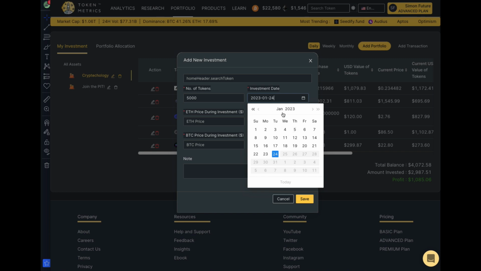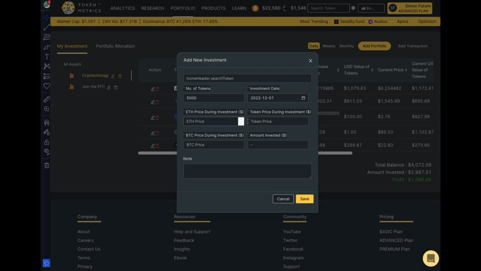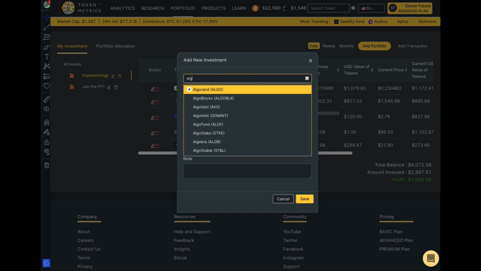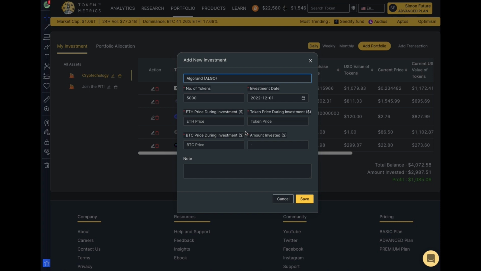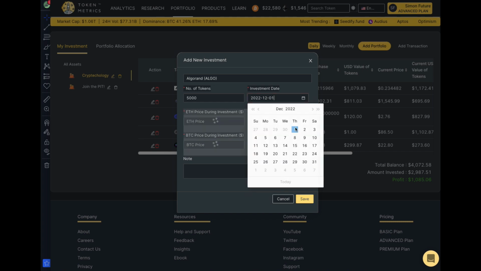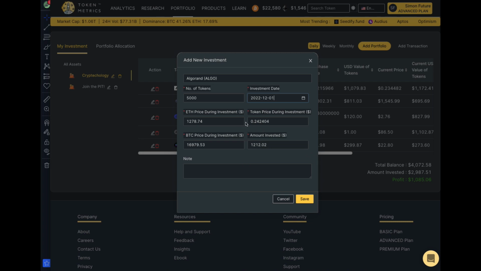I didn't get it recently, though. We got it last year, the beginning of December. I don't know what the ETH price was at that time. This is where I search the token. Algorand. It'll tell me the ETH price and all that too. It should automatically populate. Once you pick a date, it automatically populates the ETH price and the token price that day.